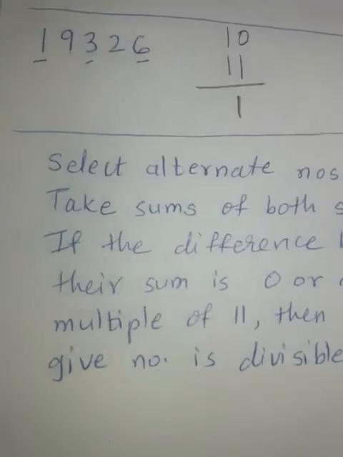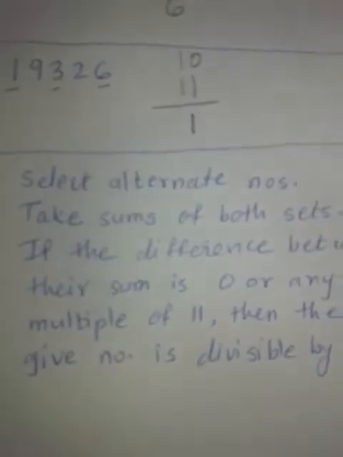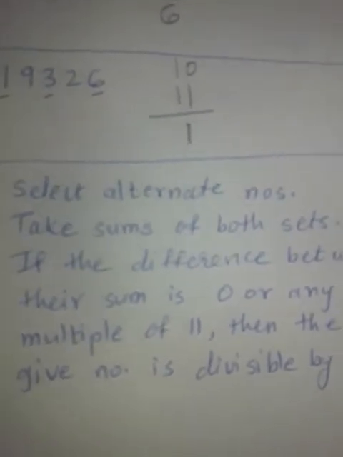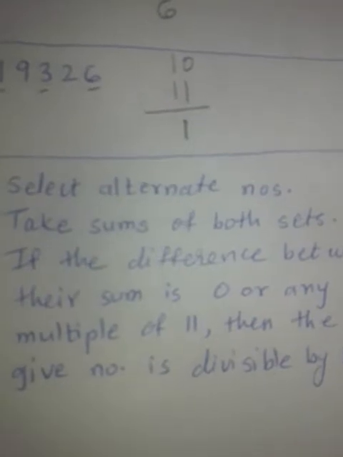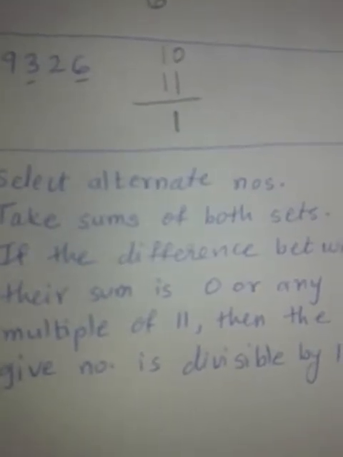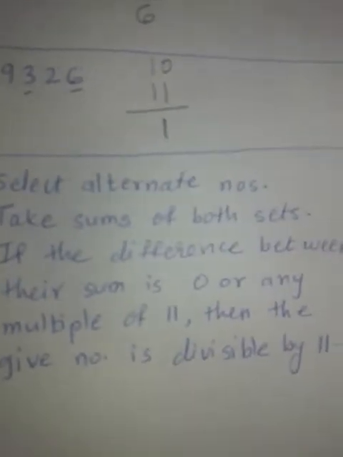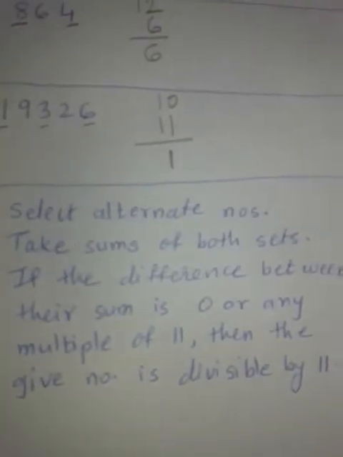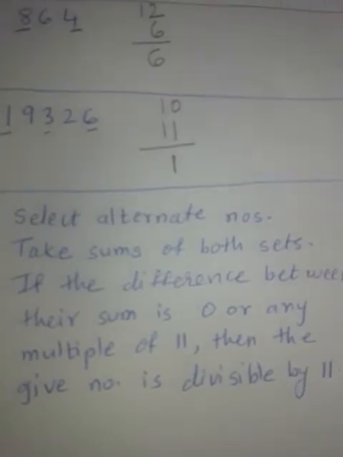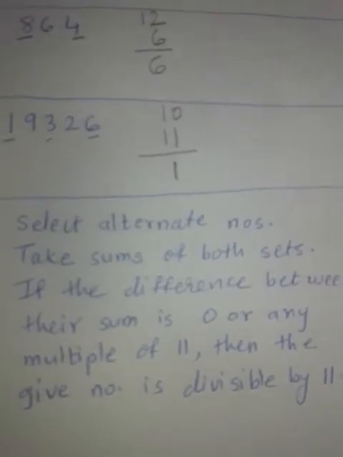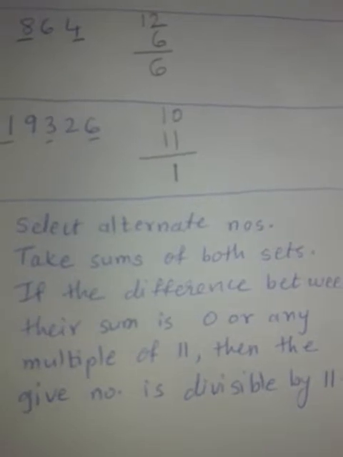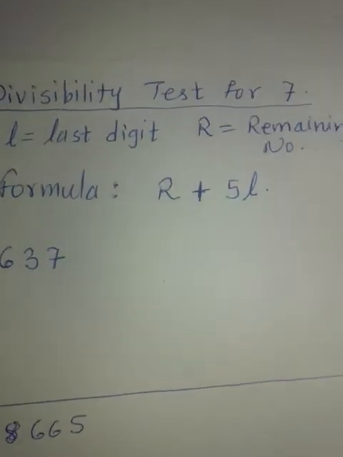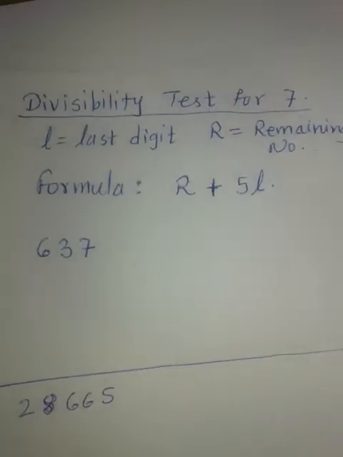If you want to make a note, you can make a note like this. Select alternate numbers. Take sums of both sets. If the difference between their sums is 0 or any multiple of 11, then the given number is divisible by 11. That is the rule. You can note it down. I hope the rule is very clear. It's very easy actually. Now let's turn to the divisibility test for another prime number, 7.